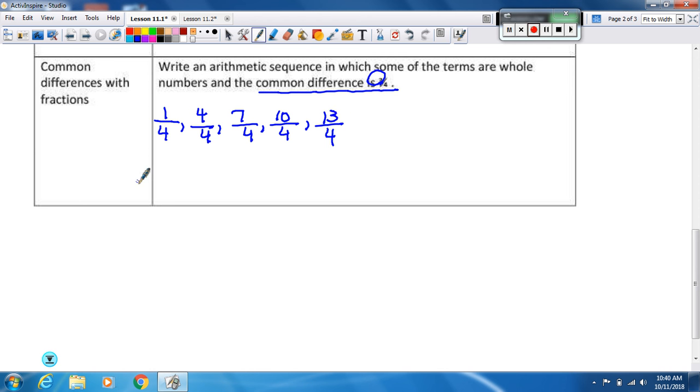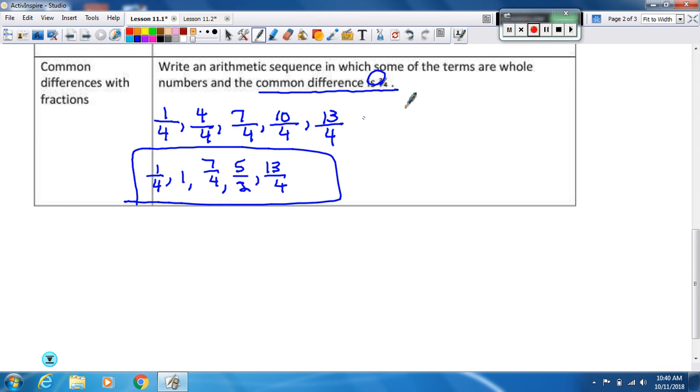But all fractions must be simplified. 4 over 4 you can simplify, 4 divided by 4 is 1. 7 over 4 cannot be simplified. 10 over 4 can be divided by 2, so 5 over 2. And 13 over 4 cannot be simplified. So that is the final answer for that problem.